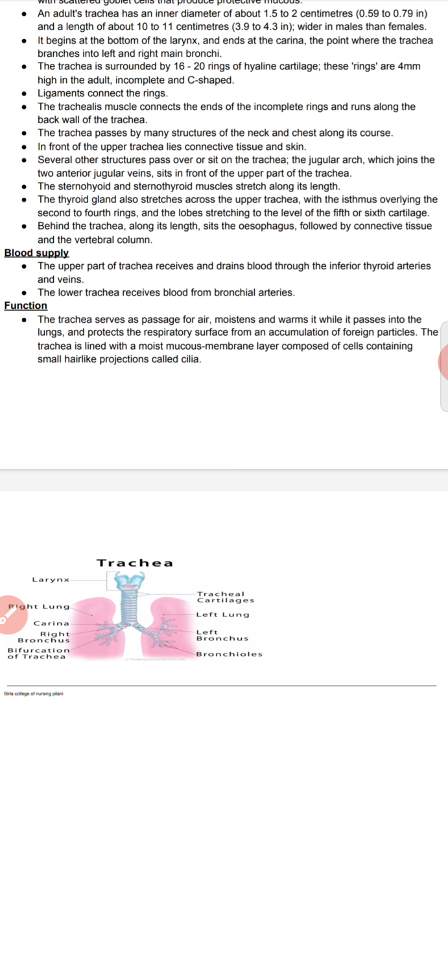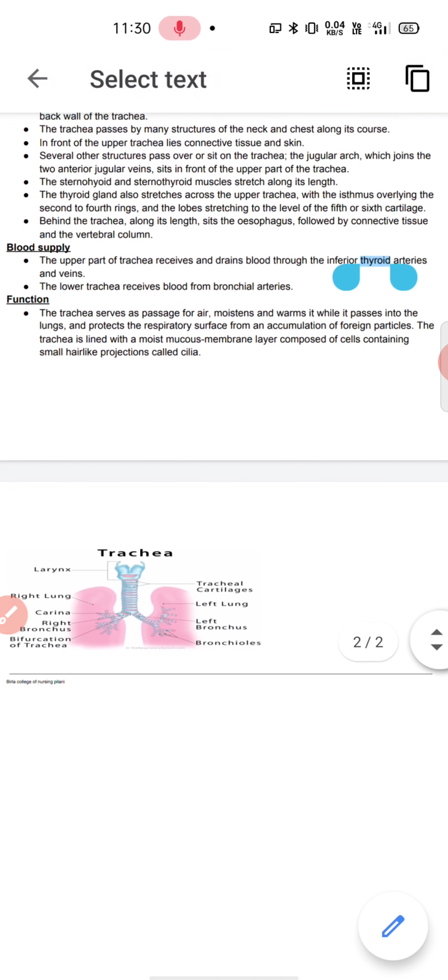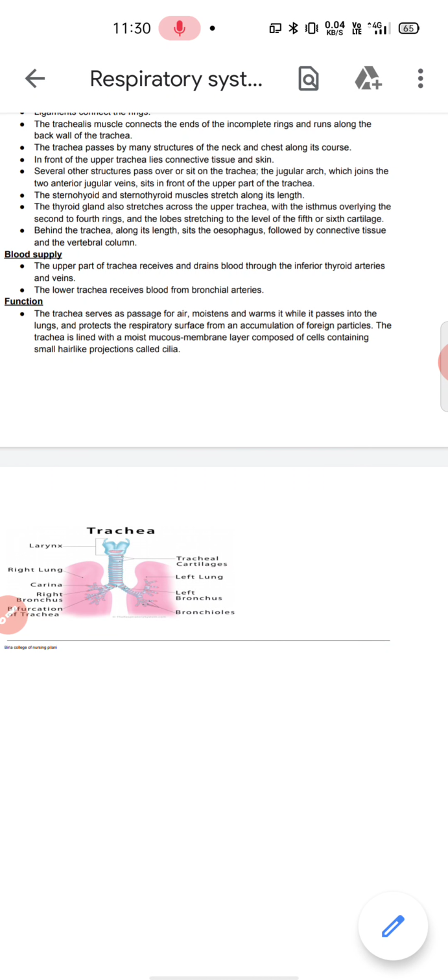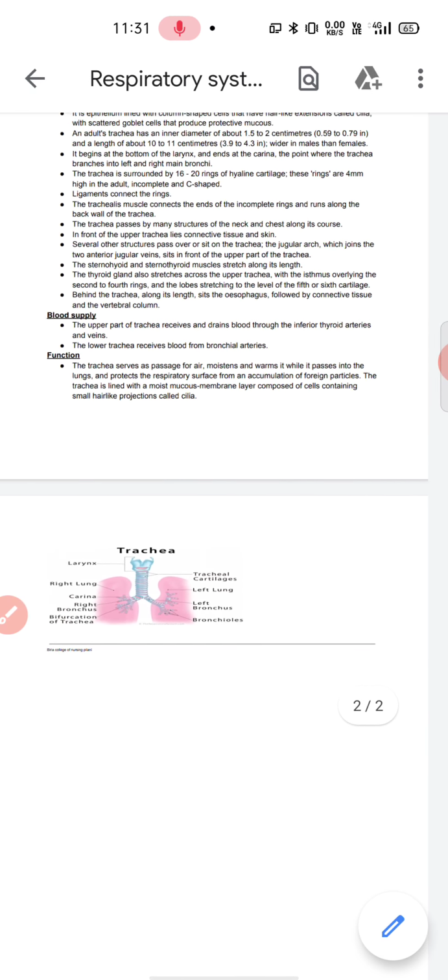The main function of the trachea: it serves as a passage for air, moistening and warming it while it passes into the lungs, and it protects the respiratory surface from the accumulation of foreign particles. The trachea is lined with a moist mucous membrane layer composed of cells containing small hair-like projections called cilia. The mucous membrane produces mucus that helps to moisten the trachea and prevents the entry of foreign particles.